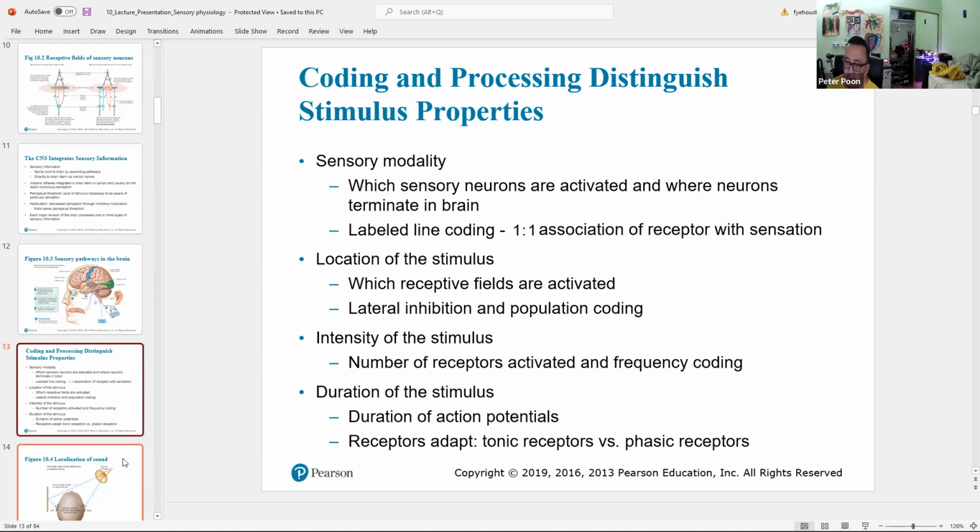Coding and processing distinguish stimulus properties. So sensory modality, which neurons are activated, and which neurons terminate in the brain. The location of the stimulus. Whether there is any lateral inhibition or population coding or not. The intensity of the stimulus, and so how frequently they fire the action potential, the duration of the action potential, and then last but not least, tonic receptors versus phasic receptors.